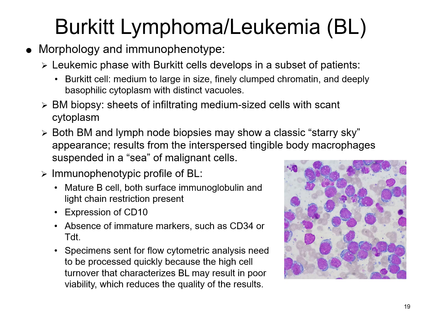Now, when testing the immunophenotypic profile for Burkitt's lymphoma or leukemia, we're looking for those mature B cells. Both surface immunoglobulins and light chain restriction are present, along with the expression of CD10 and the absence of immature markers such as CD34 or TdT. Specimens that are sent to the lab for flow cytometry analysis need to be processed quickly because the high cell turnover that is characteristic of this neoplasm can result in poor viability, and it actually can reduce the quality of those results.